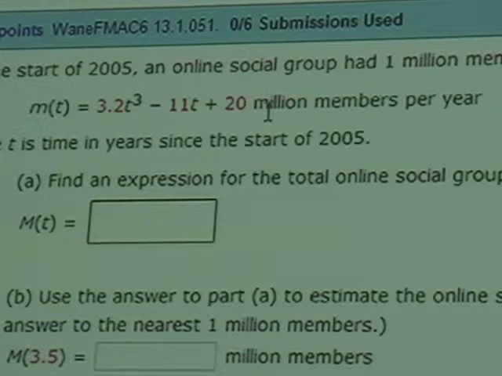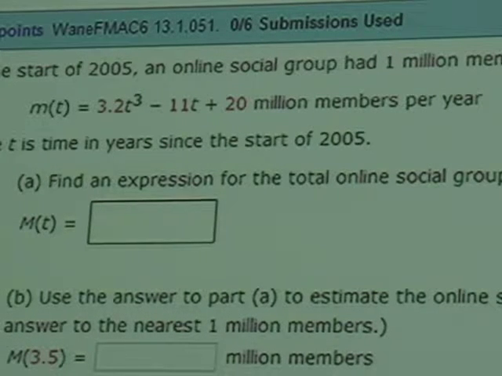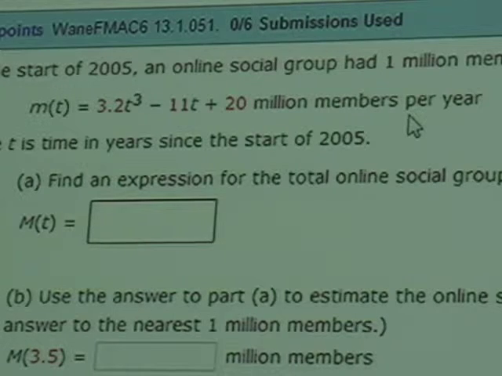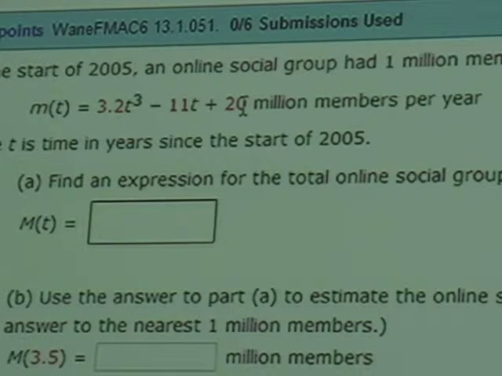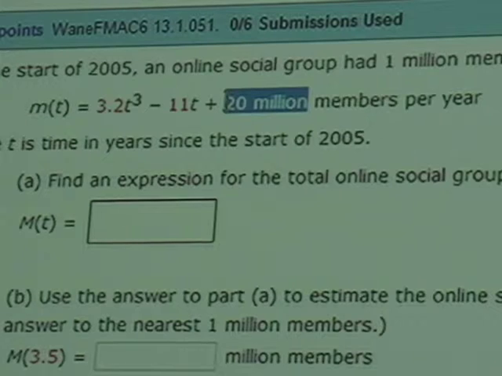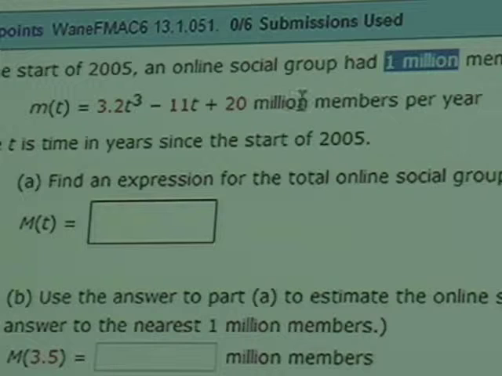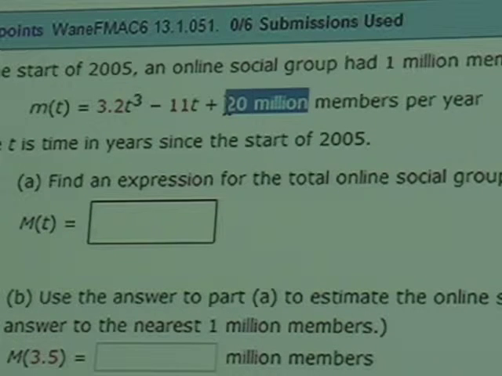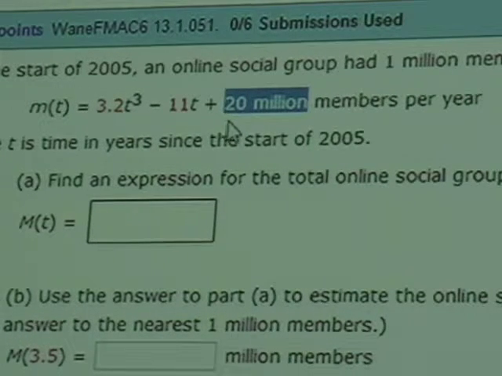So we have to read a little more carefully, I guess. So the new members joined. So this must be at the end of the year. That's the only possible explanation, right? So this is the number of new members that joined in 2005. So at the end of 2005, they have plus 20 million. So the total they would have is what? 1 million plus 20 million, right? Okay, so that's kind of weird, but that's what they must mean, right?